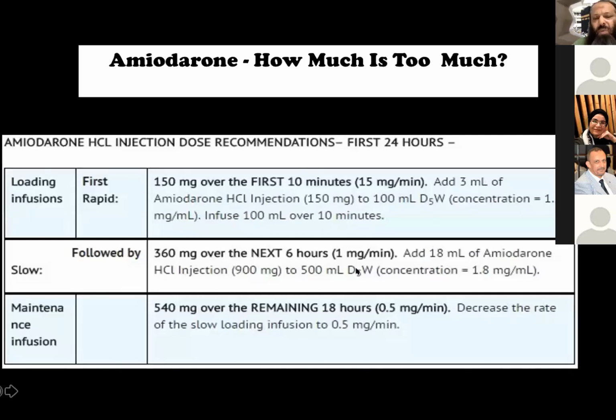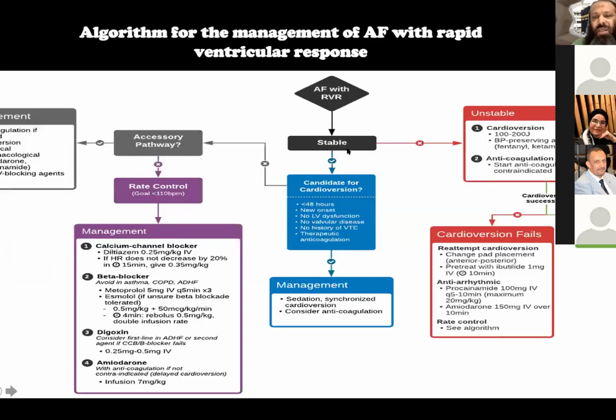Usually we start with the loading dose, then we go for 1 milligram per minute for 6 hours. Then for the remaining 18 hours, we go for 0.5 milligram per minute. This is the commonest, or to make it simple, usually the load is between 150 to 300 milligrams over 10 to 20 minutes, then 900 milligrams over 24 hours. This is the simplified algorithm for managing atrial fibrillation with rapid ventricular response.